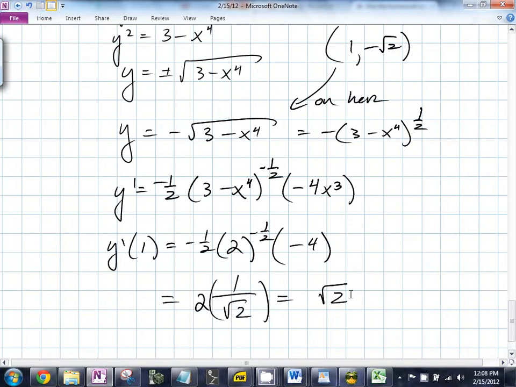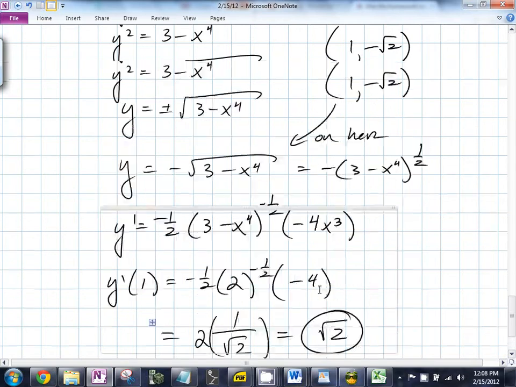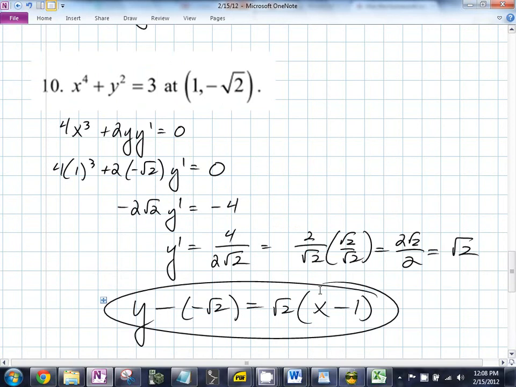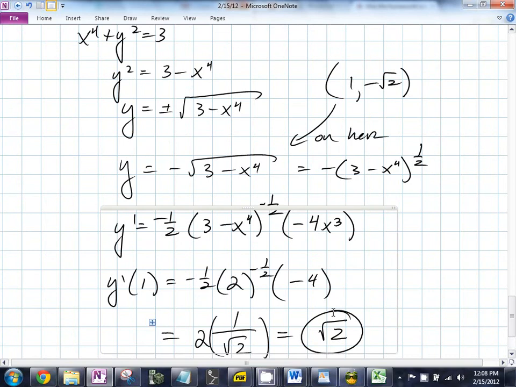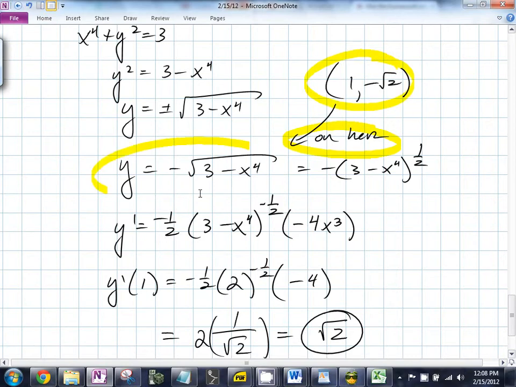Is that the same slope we got before? Either way, they're different in terms of complexity. This is, I think, better and easier, in my opinion, than this. There's more opportunities to make mistakes here. The key step here is realizing you have to take the negative one. You know you have to take the negative one because this point is on this function. If you took the positive one, is that point on the positive one? No, it's not.